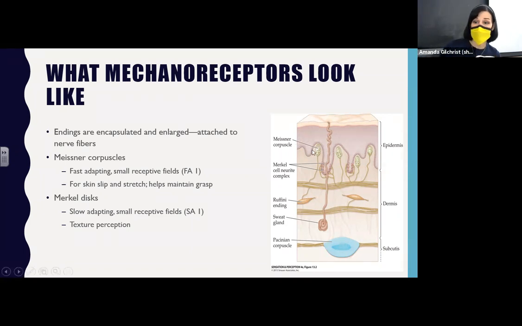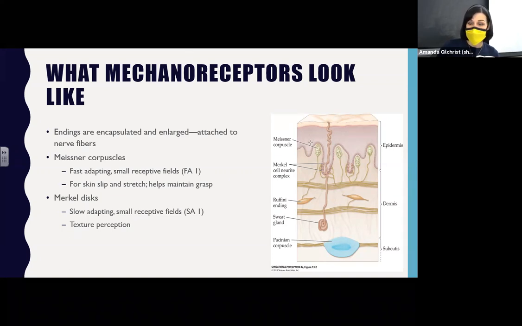These are what are called Meissner corpuscles. And because I am doing this on Zoom, and because we're recording to the cloud, Dr. Gilchrist gets to annotate. So here is our Meissner corpuscle right here.